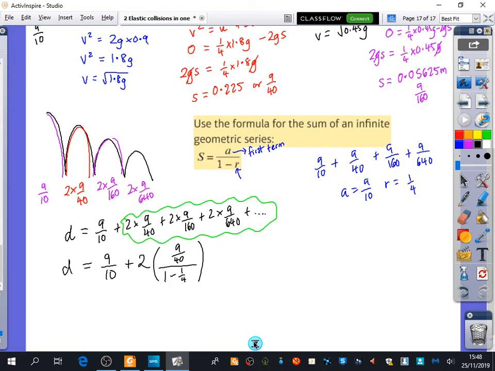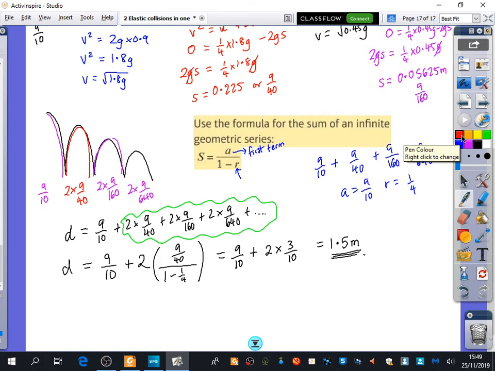So if we just finish this up by typing that all in the calculator, you have 9 over 10 plus, so that's 9 over 40 divided by 3 quarters. So that's 2 times 3 over 10. And that whole thing comes to 1.5 meters. That means it's travelled 1.5 meters.